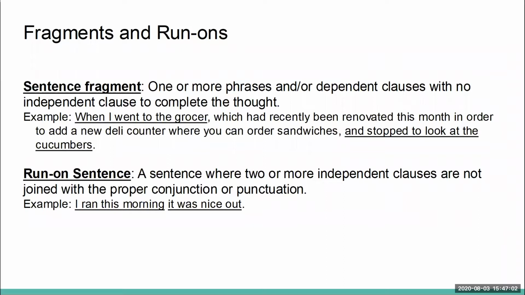Now let's look at some fragments and run-ons. A sentence fragment is one or more phrases and or dependent clauses with no independent clause to complete the thought. For example, when I went to the grocer, which had recently been renovated this month in order to add a new deli counter where you can order sandwiches, and stopped to look at the cucumbers. Although this sentence is long, it is still a fragment.